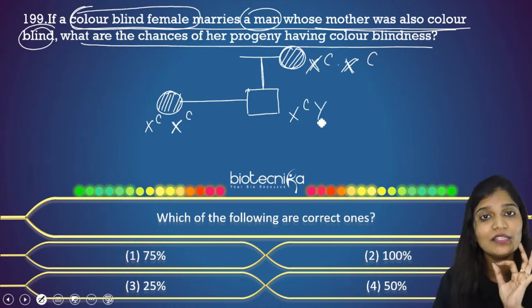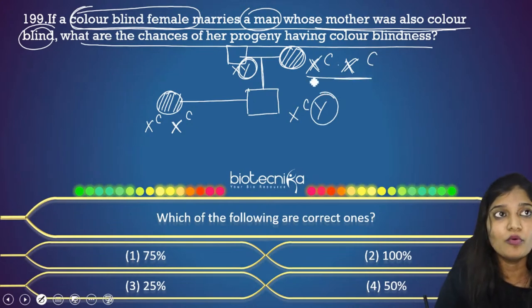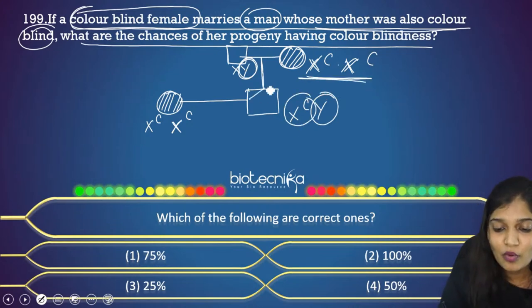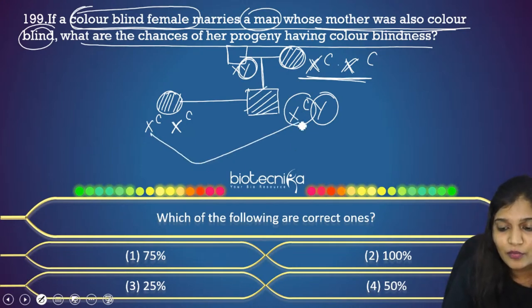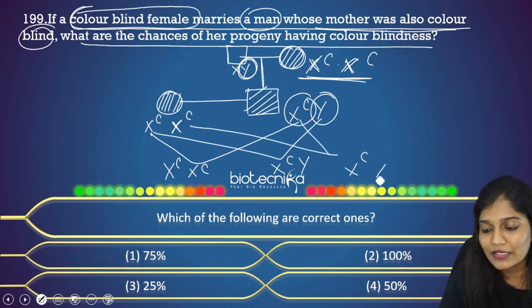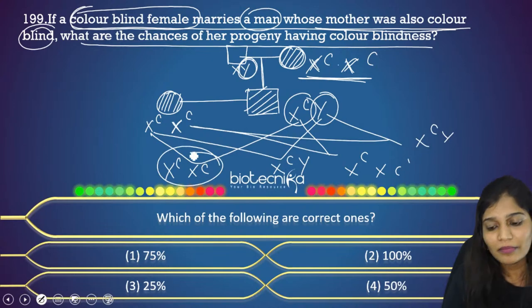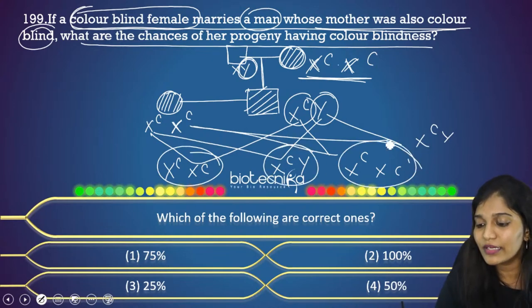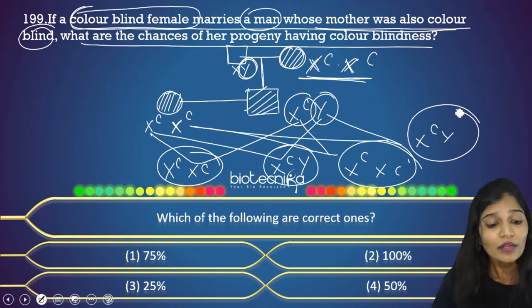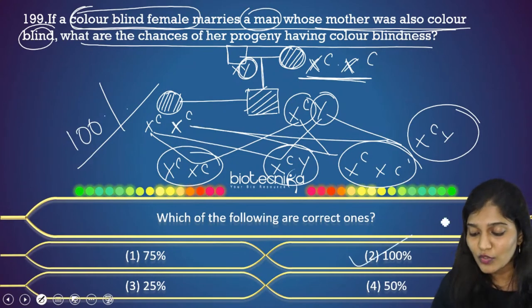They didn't tell you, but it is understood. Suppose let's consider the father is normal. From the father, he will get Y, correct? And from the mother, he gets the colorblind allele, so he will also be affected. In this case, how can I do it? XC, XC, and XC and Y, and then XC and XC, and then XC and Y. If you observe, this girl is colorblind, this boy is colorblind, this girl is also colorblind, this guy is also colorblind. So all of them are colorblind, 100%. So the correct answer for this question is option number two.